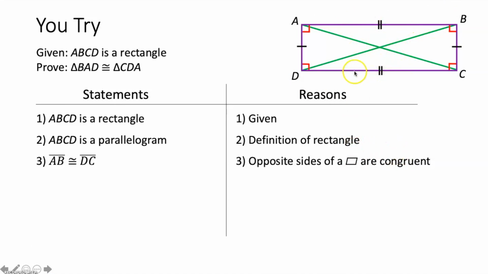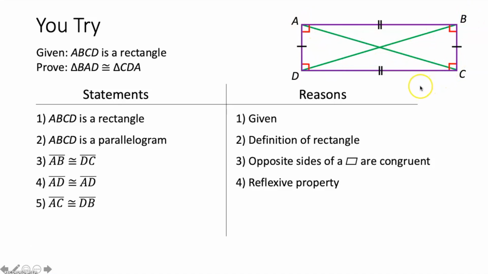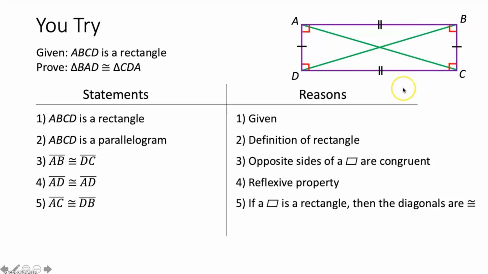So I have one pair of corresponding sides congruent in these two triangles. I need the other corresponding side congruent. Well, they both share segment AD over here. So I'm going to say segment AD is congruent to segment AD by the reflexive property. We then say the last pair of corresponding sides, the diagonals, must be congruent to each other because if a parallelogram is a rectangle, then the diagonals must be congruent. That was one of the theorems we talked about today. So now I have shown that all three pairs of corresponding sides are congruent within these two triangles right here. So I could say that these two triangles then must be congruent by the side-side-side congruence postulate. And I'm done.